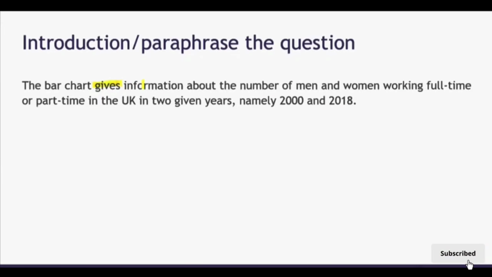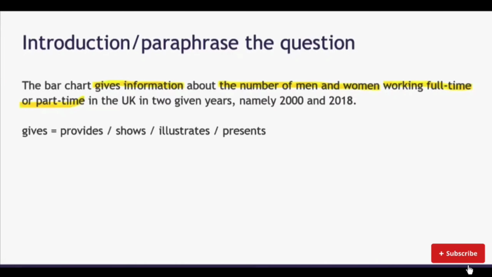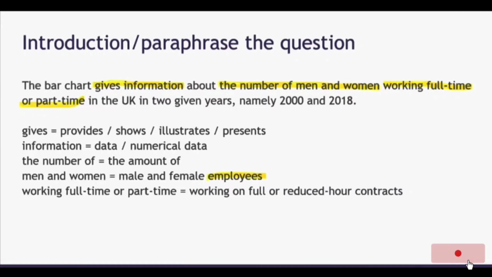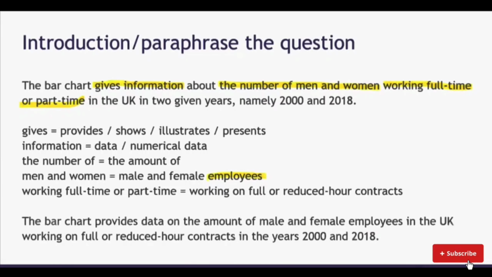Gives information could become provides data. The number of men and women could become the amount of male and female employees. And working full-time or part-time could be working on full or reduced hour contracts. Using these alternatives, we could rewrite the sentence. The bar chart provides data on the amount of male and female employees in the UK working on full or reduced hour contracts in 2000 and now 2018.